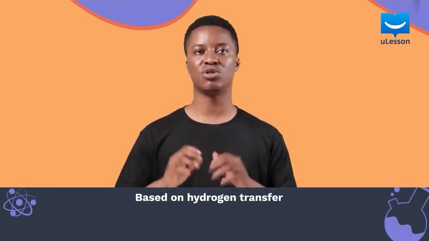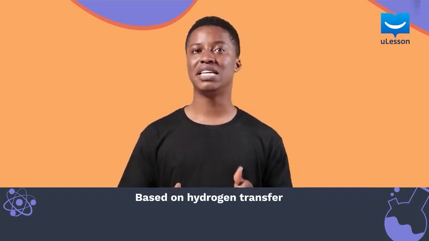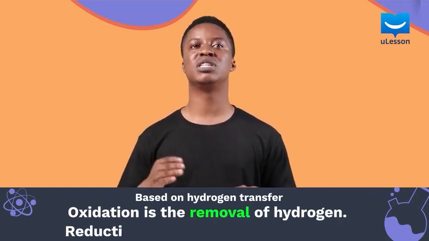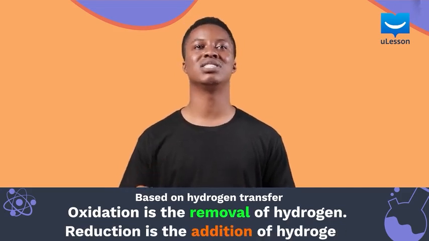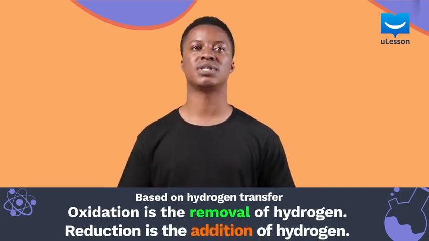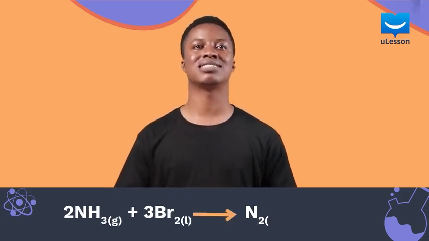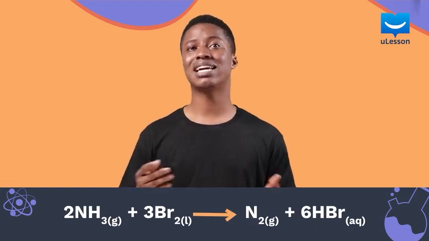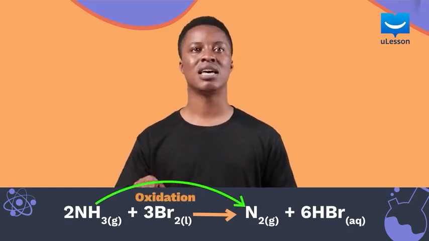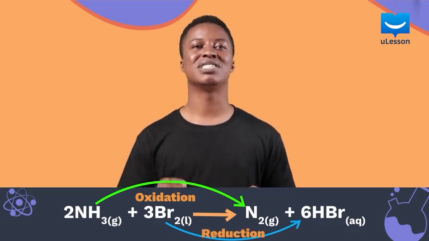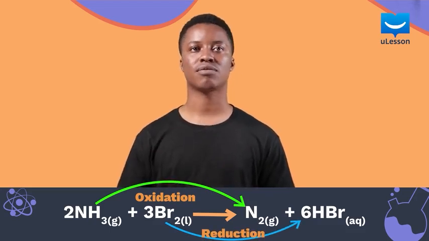Reduction and oxidation can also be defined based on hydrogen transfer. Based on this criterion, oxidation is the removal of hydrogen from a substance, while reduction is the addition of hydrogen to a substance. So, in a reaction between ammonia and bromine to produce nitrogen gas and hydrogen bromide, we can agree that ammonia is oxidized because it has lost hydrogen, while bromine is reduced because it has gained hydrogen.